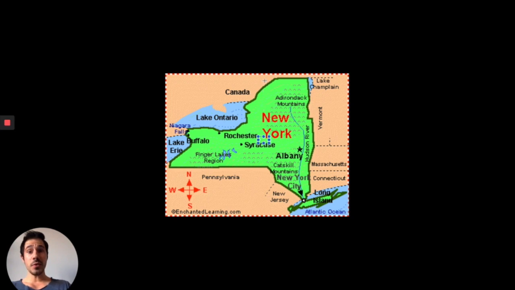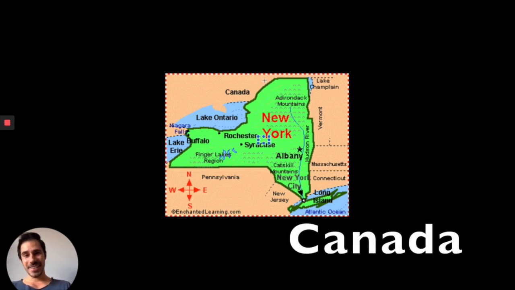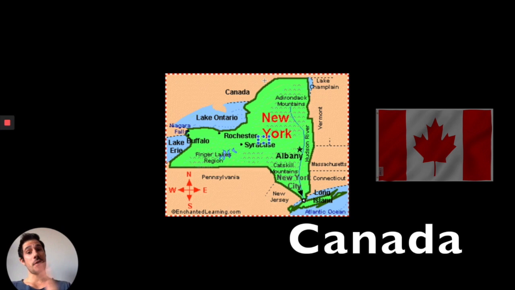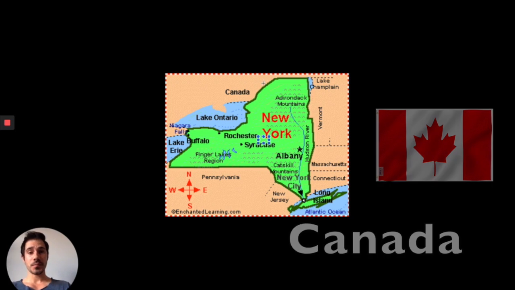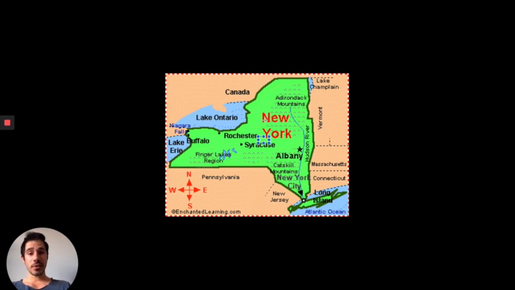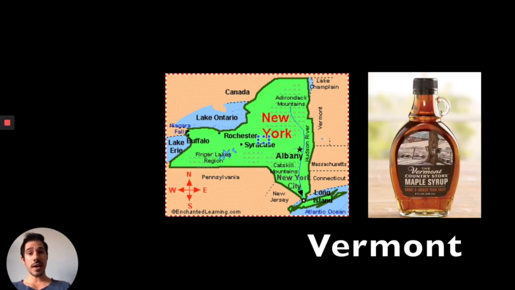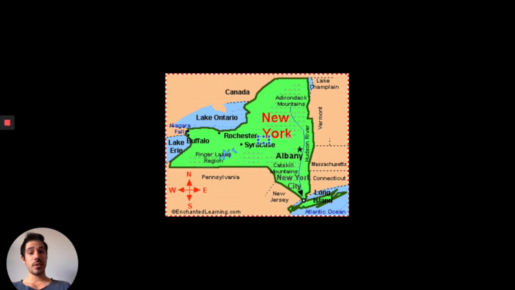We bump into Canada. And Canada is another country that is very close to New York. Not the United States, so it's a different country. And if we go back to our box, now let's go east. In our box, let's go east. We bump into Vermont, of course. Hi, Vermont.